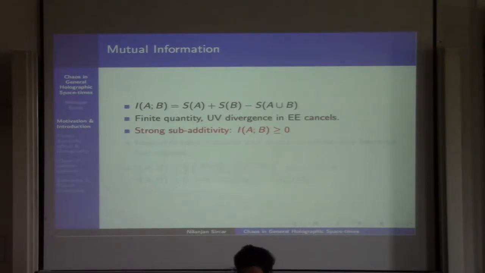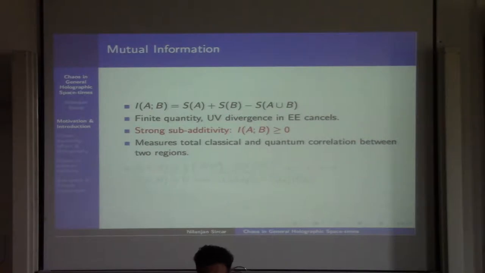And by strong subadditivity of this entanglement entropy, you can show that this mutual information should be greater than or equal to zero. So it's always positive or zero. So in some sense, this mutual information measures the total classical and quantum correlation between two regions. That's why we are interested in this kind of function, to see how the correlation gets affected.